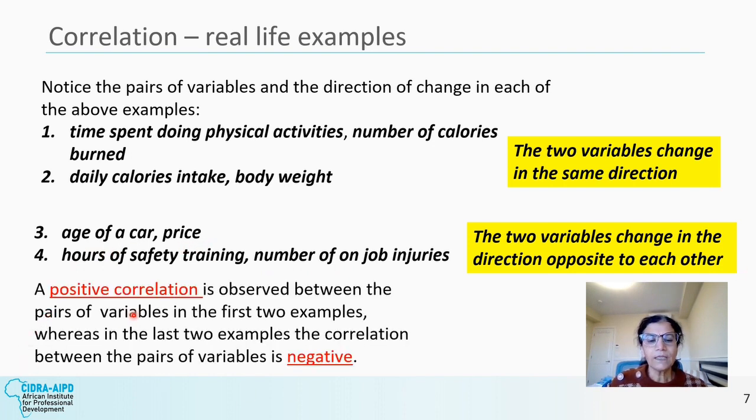So when we see the variables change in the same direction, we say a positive correlation is observed between the pairs of variables, which we have seen in the first two examples. Whereas in the last two examples, the correlation between the variables is negative. They are changing in the direction opposite to each other. So a correlation can be positive or negative.